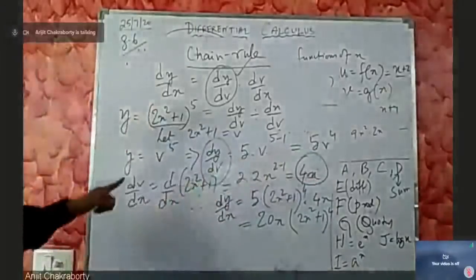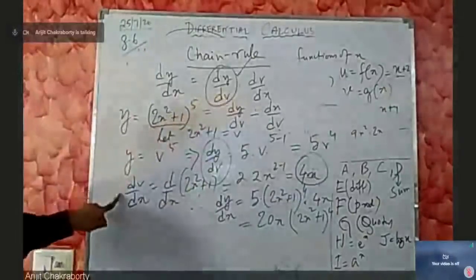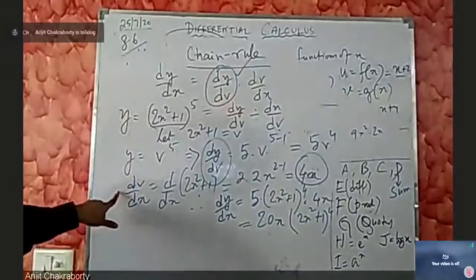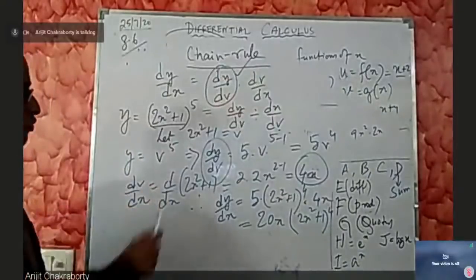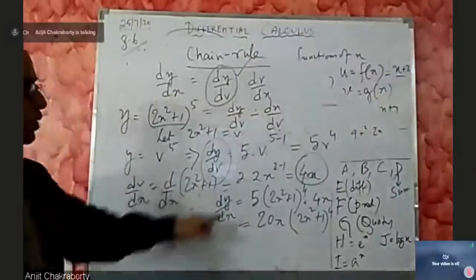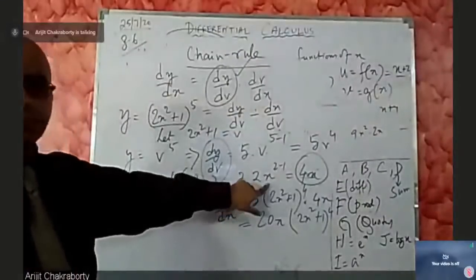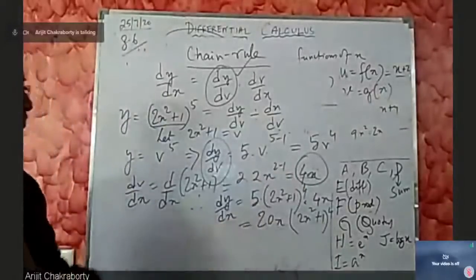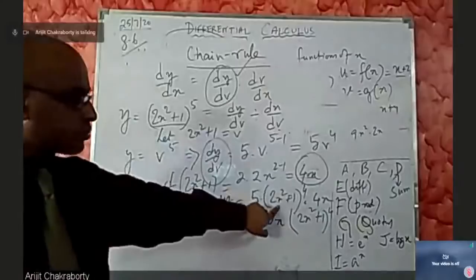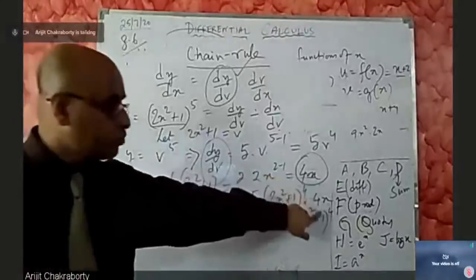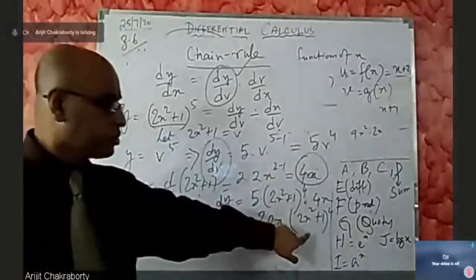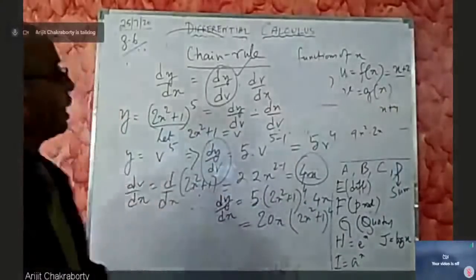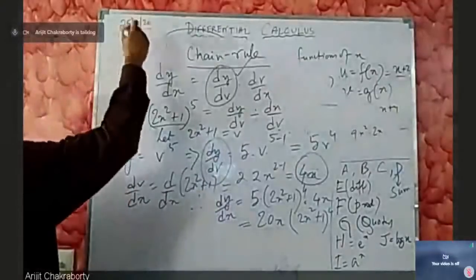The second part is dv by dx. We have done it here. dv by dx is d by dx of 2x square plus 1. So it gives me 2 into 2x to the power 2 minus 1, that is 4x. When you multiply all through, you get 5 into (2x square plus 1) to the power 4 into 4x, that is 20x into (2x square plus 1) to the power 4. This example you will see on page number 8.8.